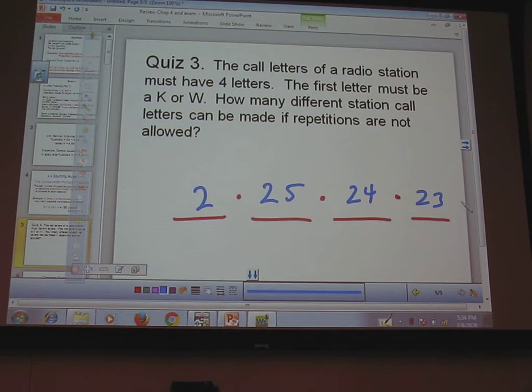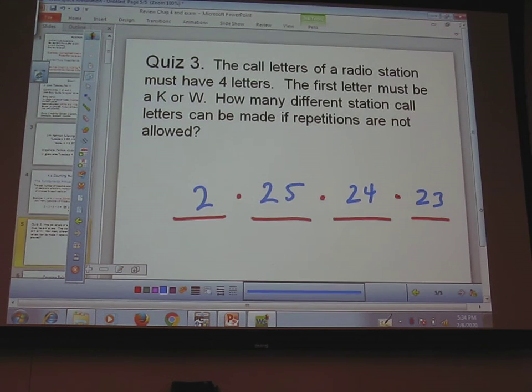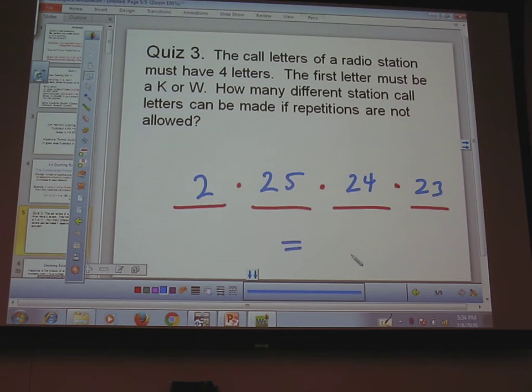So this is not a permutation or combination, it's just using some logic, right? Just sort it out. And on the exam, this is what I want to see. And then you put equals. What does it equal? 260. 2760. Okay, good.